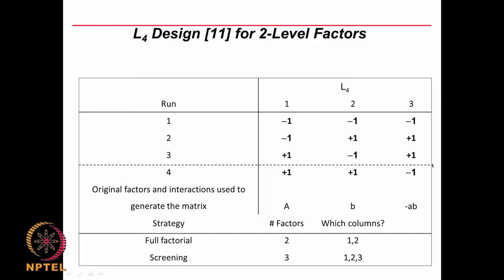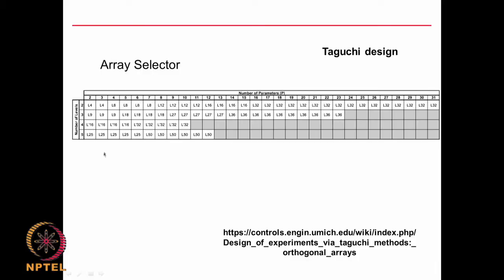So, as you can see, L4 has 4 runs, and we can pick this up. We can pick up columns 1 and 2 for A, and suppose I have 2 variables, I can do these 2. If I have 3 parameters also, I can take this up, but this will become like a confounding. Do you understand? And so on.